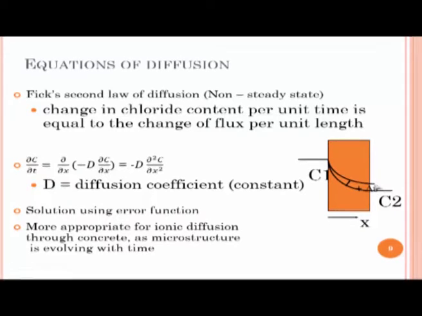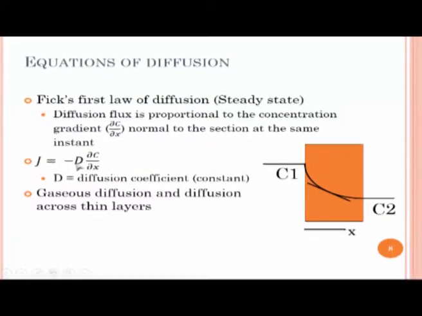So in both these cases, the steady state diffusion law will not hold. So you will have to move to Fick's second law of diffusion, according to which the concentration change over time, the change in chloride content, I have just chosen the example of chlorides, change in chloride content over time is proportional to the change of flux per unit length. Please remember, flux is defined as D into ∂C/∂X.